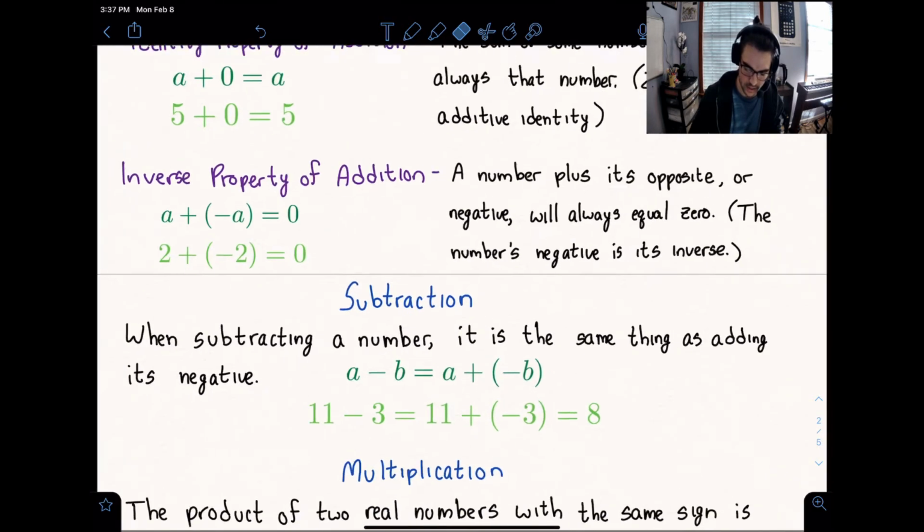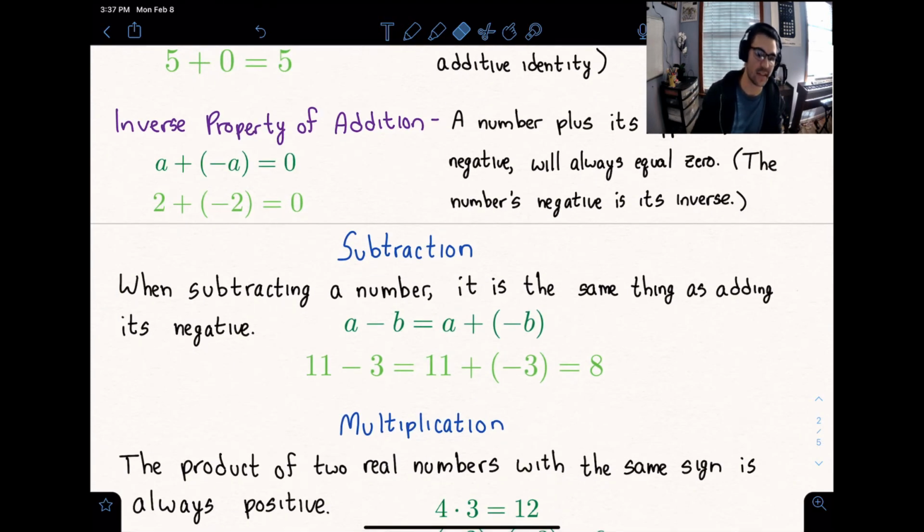Next on to subtraction. Not much to say here. As you can see, I literally only have one little blurb. When subtracting a number, it is the same thing as adding its negative. And I made a general rule for that here. A minus b is the same thing as a plus a negative b. Example, 11 minus 3 is the same thing as saying 11 plus a negative 3, which we know is 8.